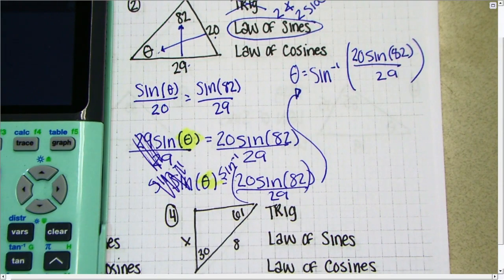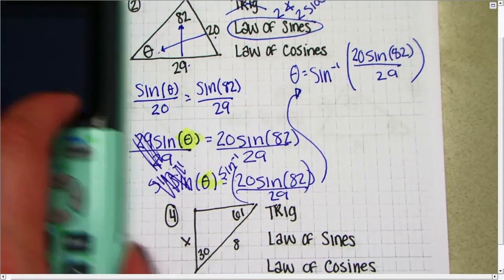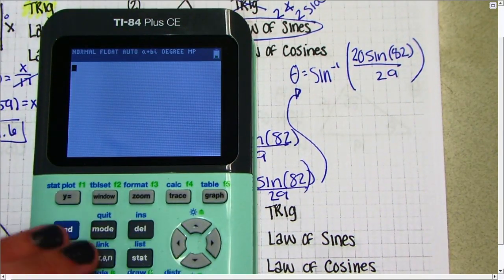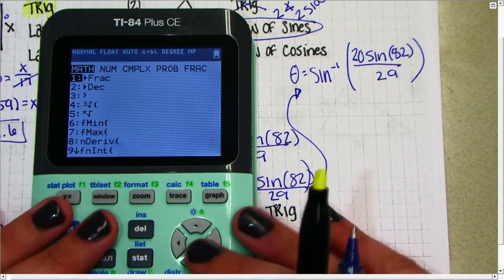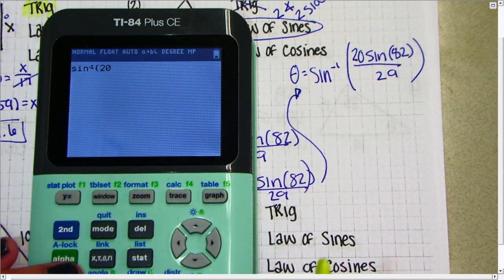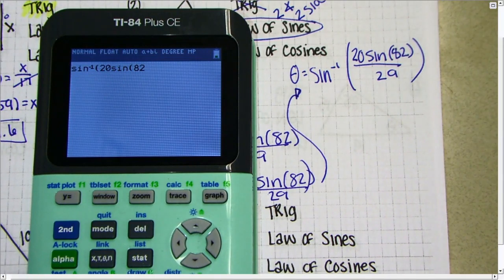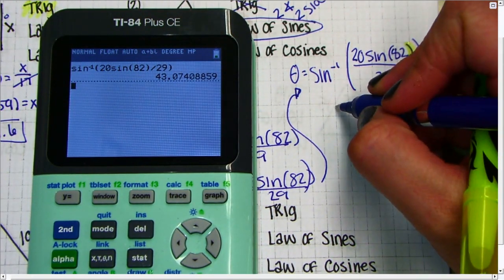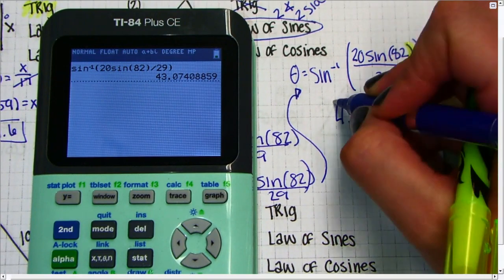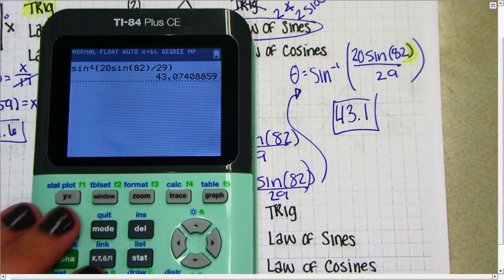When I type this into my calculator, I need to make sure that I am doing it correctly. So second sine, 20 sine of 82. Make sure every time you're doing these problems that you're closing that top parenthesis, divided by 29, and you get an answer of 43.1.